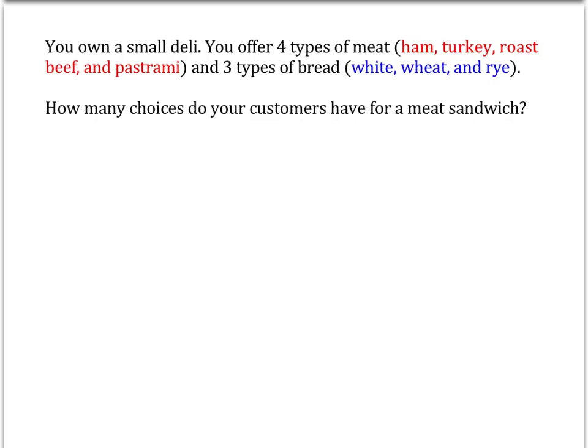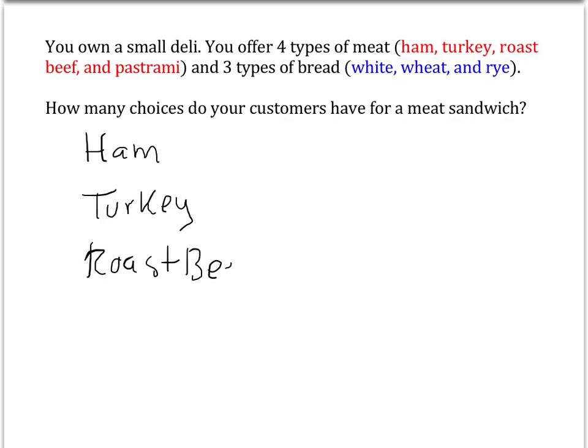So let's look at the idea of owning a small deli. If you own a small deli, you would offer 4 types of meat. You'd offer ham, turkey, roast beef, and pastrami. Now, along with that, you have 3 types of bread. So the question is, how many choices do your customers have for a meat sandwich?